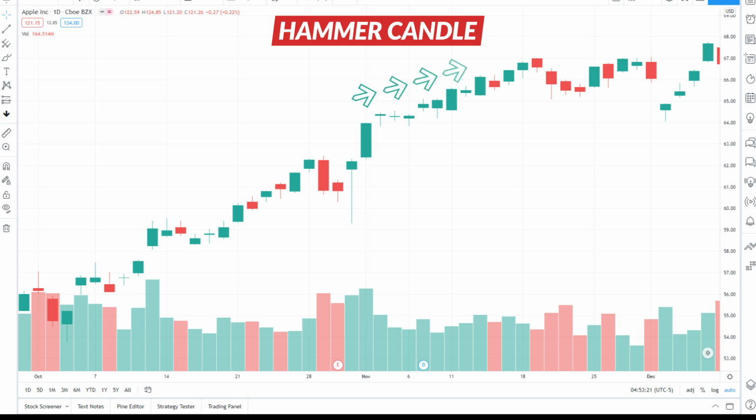Hammer candles are generally not a great trade entry signal on their own, but can be very useful when combined with other technical indicators and variables for additional confirmation, such as areas of support and resistance or the stochastic indicator explained in a previous video.